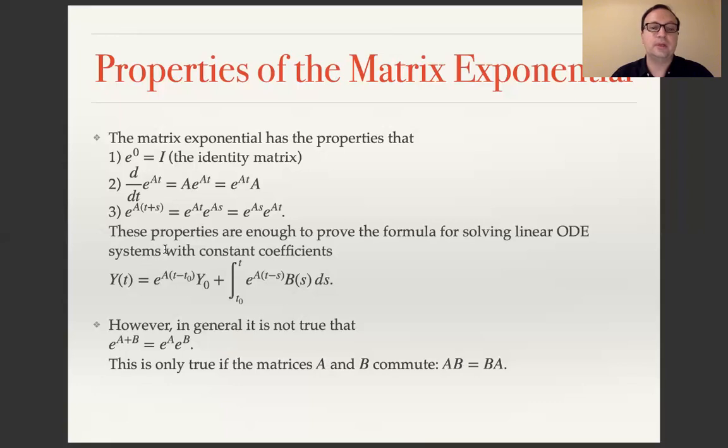In the formula number 3 above, the two matrices are AT and AS. And these two matrices do commute. So the formula is true in that case. I'm not going to present a proof. Again, it's not very hard to prove it, but maybe it's not necessary to do it in this course.